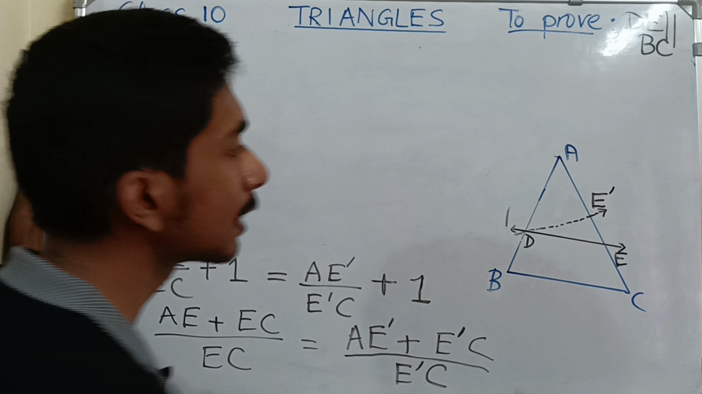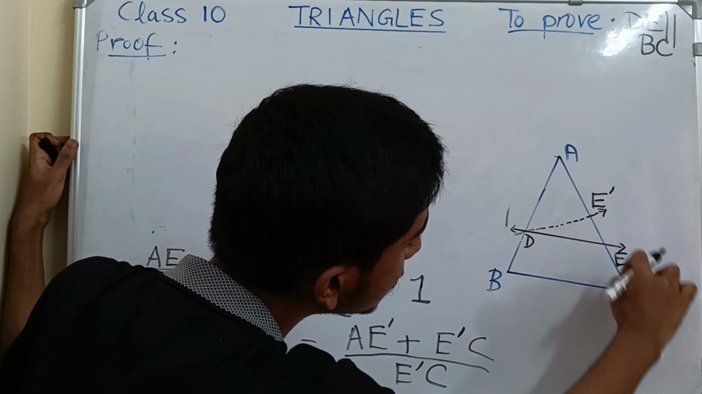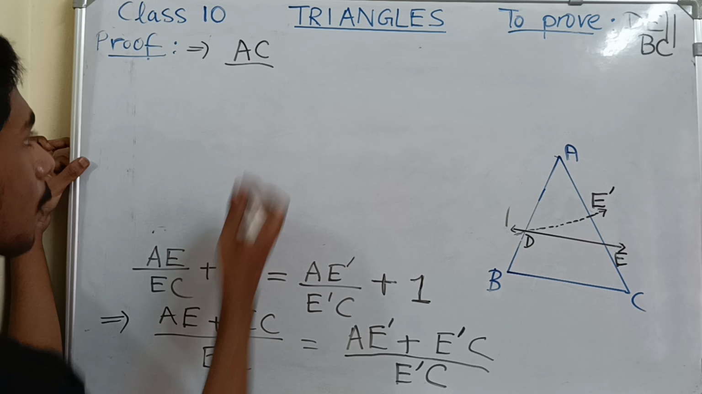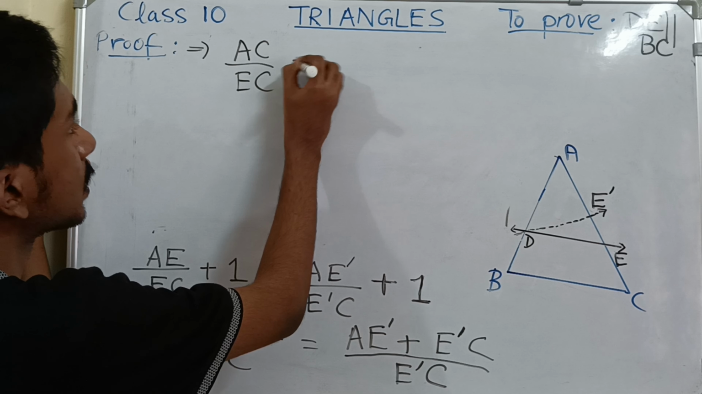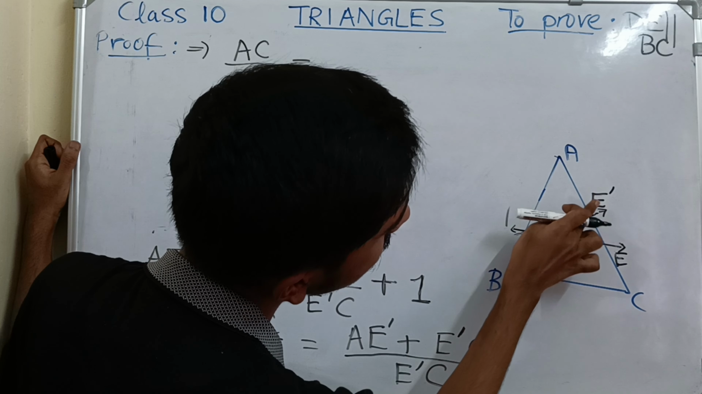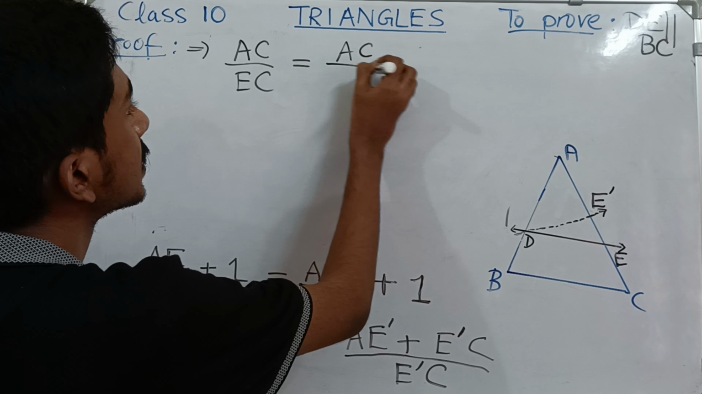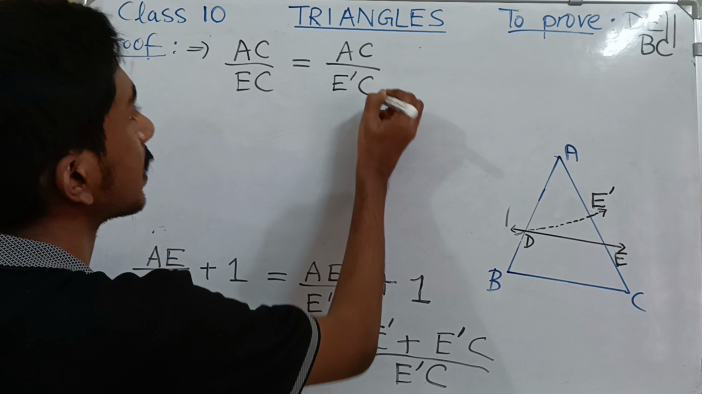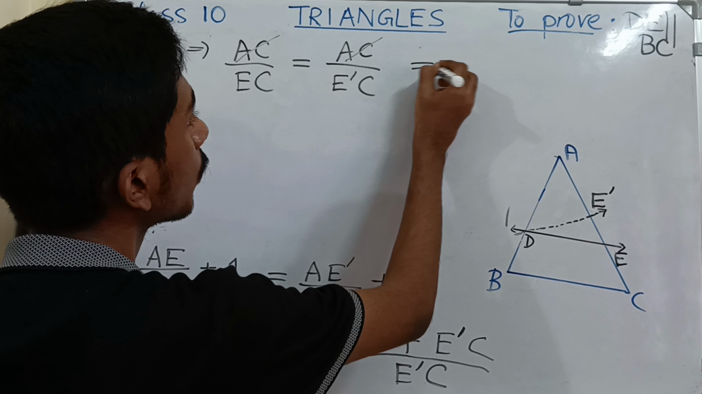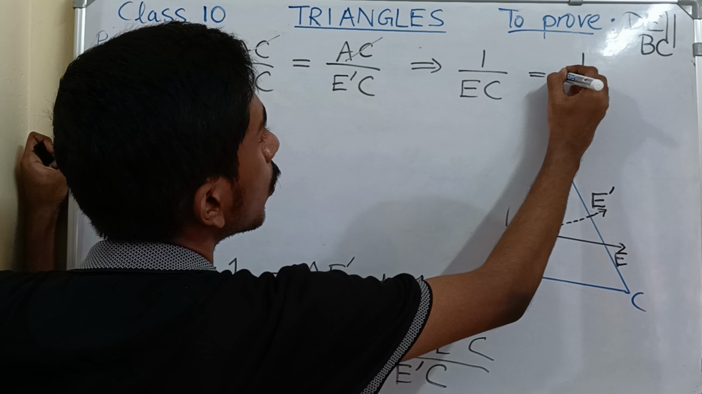Now we have a numerator AE plus EC. What is AE plus EC? This is AE, this is EC. AE plus EC is the full side AC. So AC will come in the numerator, and the denominator let that be as it is, EC, is equal to AE dash plus E dash C. That's also this complete line AC, over E dash C. Now we have AC in the numerator on both the sides, so we can cancel that. Now we will get 1 by EC is equal to 1 by E dash C.